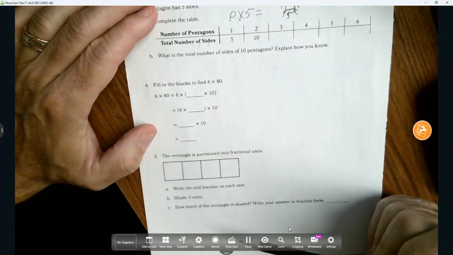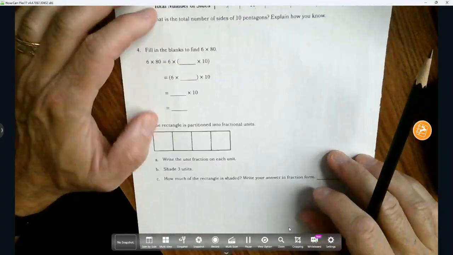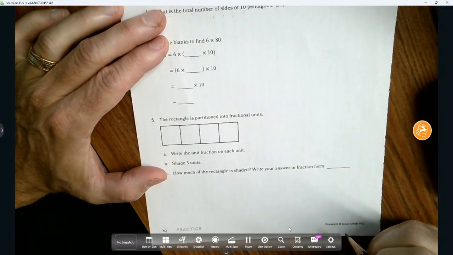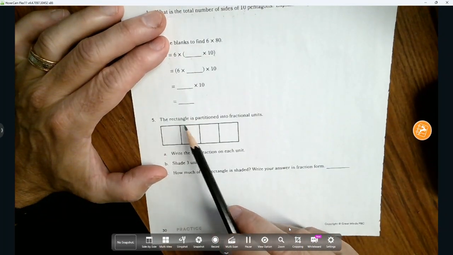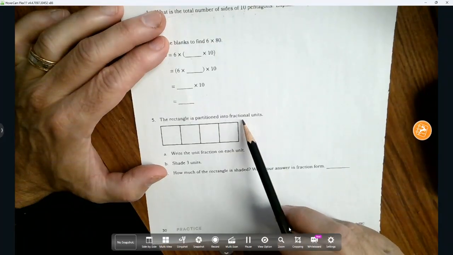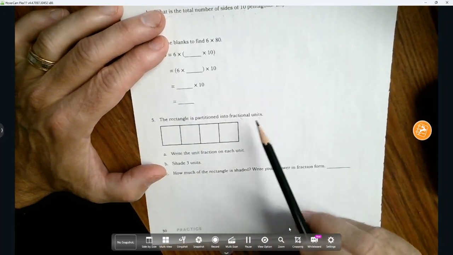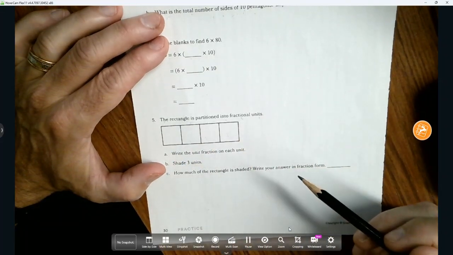You guys got this. Down here, fractions, they're coming. Fractions is division. Fractions is going to help us when we get to division. So make sure we're paying attention to this. Write the unit. Oh, sorry, directions first. The rectangle is partitioned into fractional units. That means it's broken into pieces.